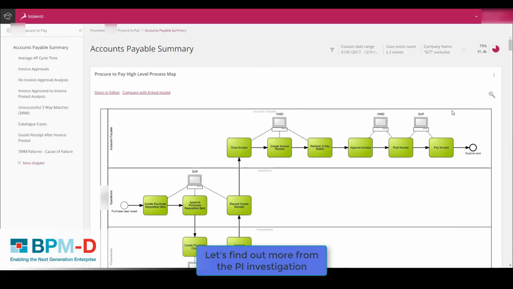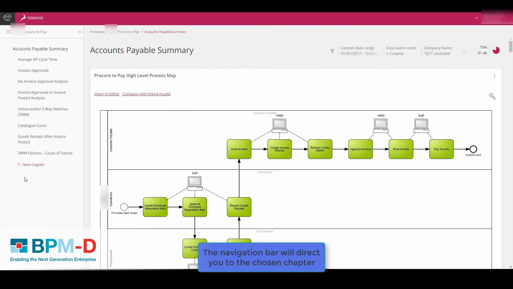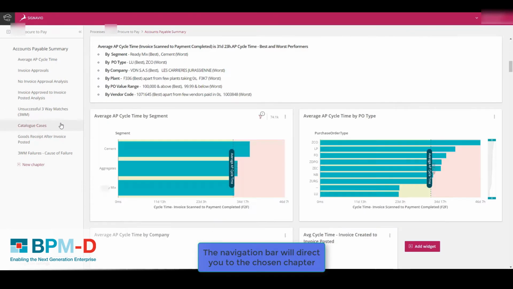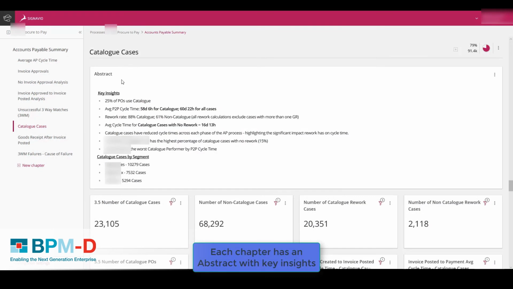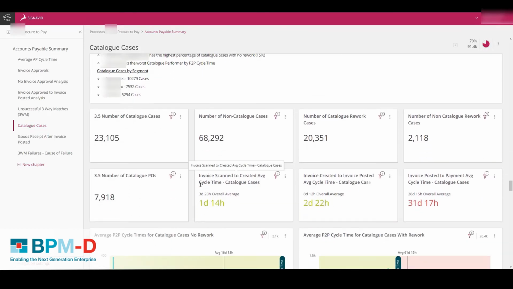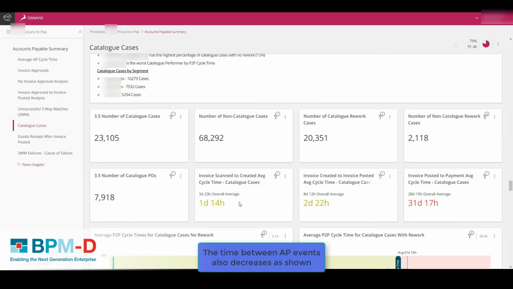Once in the investigation, you can use the navigation bar on the left-hand side to direct you to the desired chapter. The abstract gives us a snippet of the key analysis inside the chapter. 25% of cases use catalogue. We know that the procurement side of the catalogue process is efficient with a short cycle time. Here we can see that each step of the accounts payable process is also more efficient for the catalogue. So what's causing the delay?